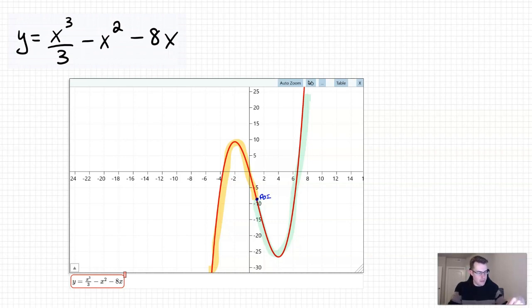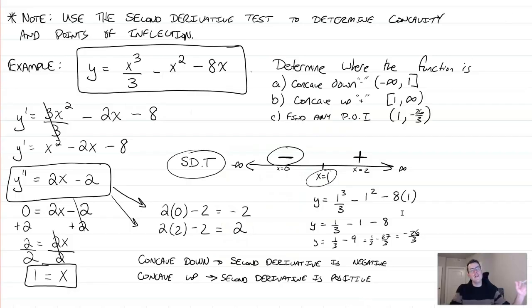I don't know why this didn't close. Let me close this program. Interesting, it looks like it's frozen on there. I don't know if you're seeing this on your screen. Oh, there we go. Exit drawing. Okay, perfect. So that's how we're going to be determining where it's concave down, concave up, and whatnot.